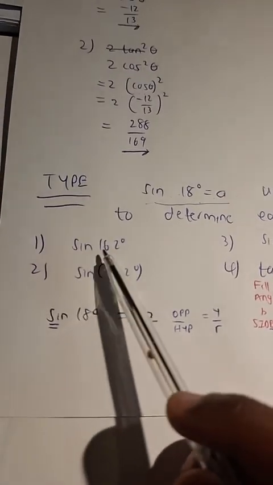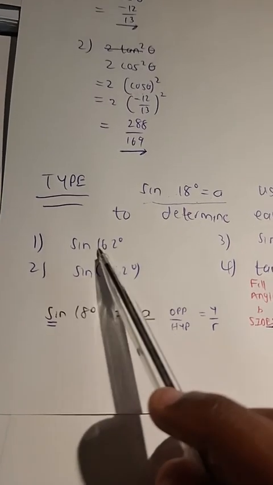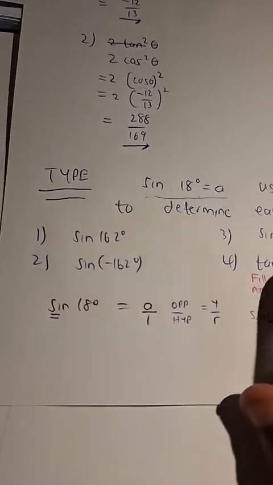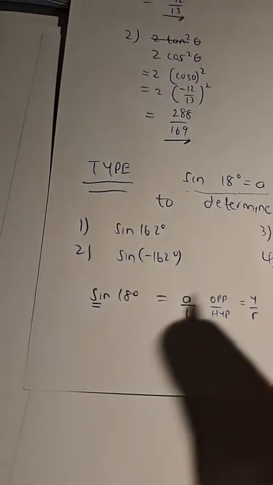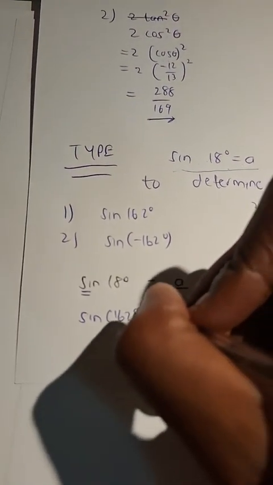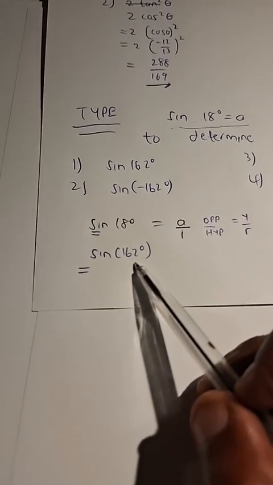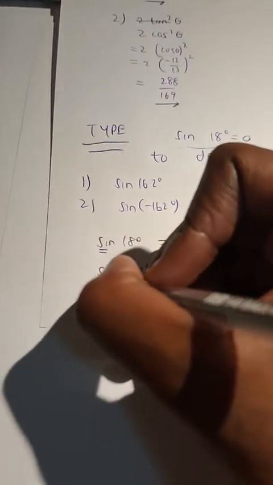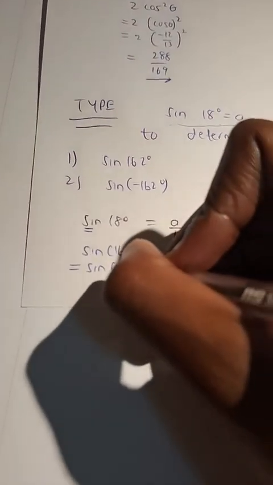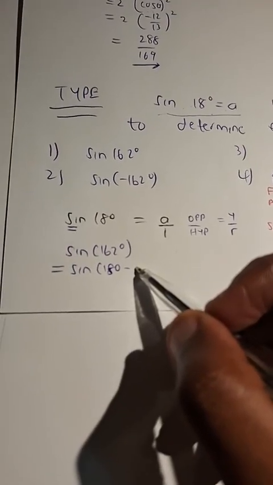Sine 162. This is an angle that's greater, basically not acute. So what is our goal? We need to reduce it. So let's reduce sine 162 degrees. Now we have function values 180 minus. So 180 minus what will give us 162? Because what we want is the angle that is acute. Remember here we said theta is an acute angle.